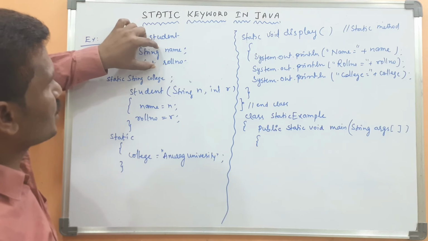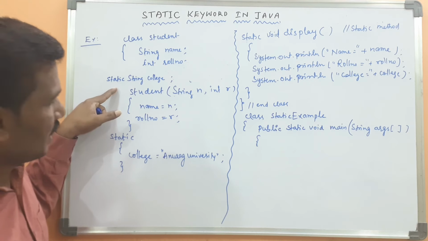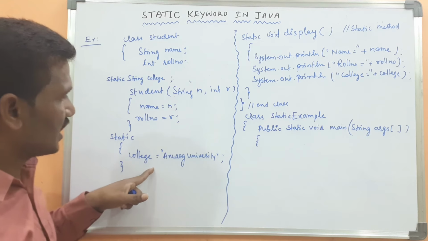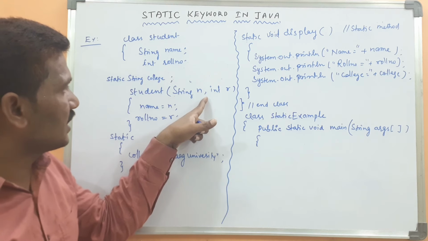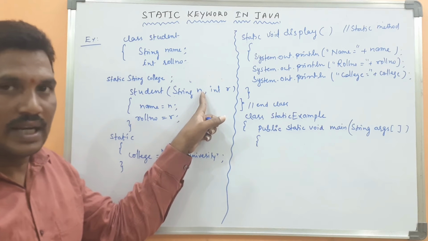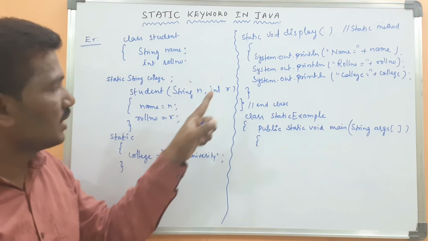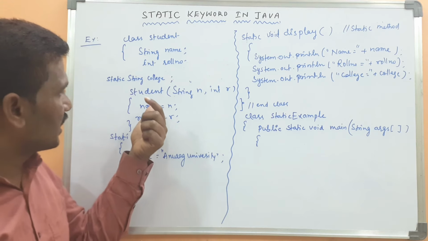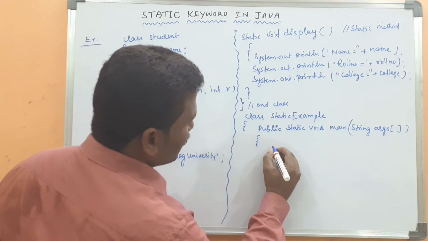Here it has two instance variables. One is the static variable. The static variable is initialized in the static block. Then it has one parameterized constructor having two arguments, name and roll number, which are provided from the main method while you are creating the object. Then how can you create the object of the student class?